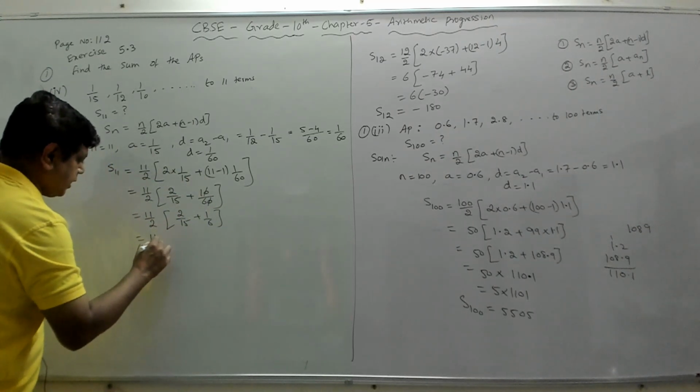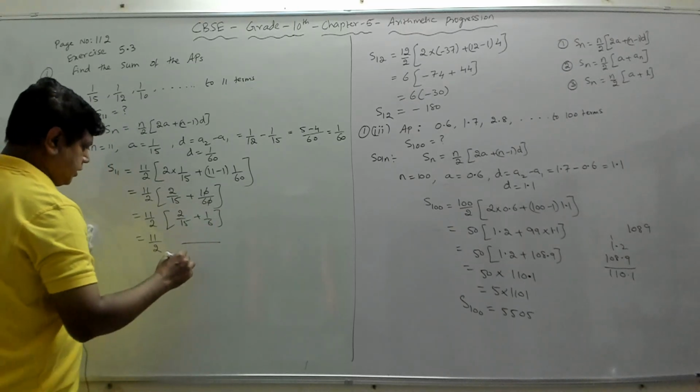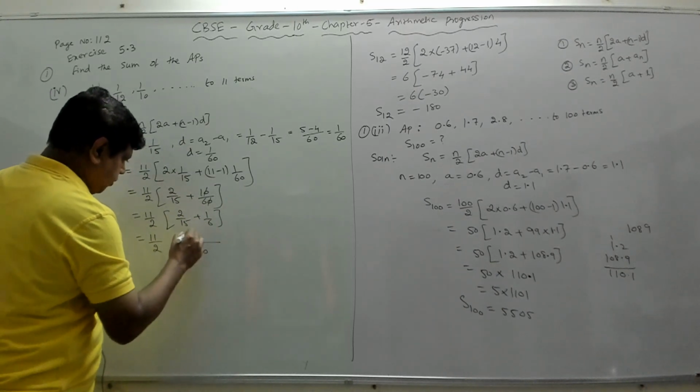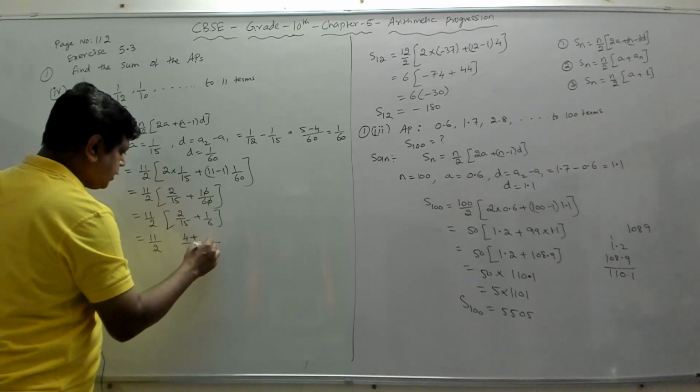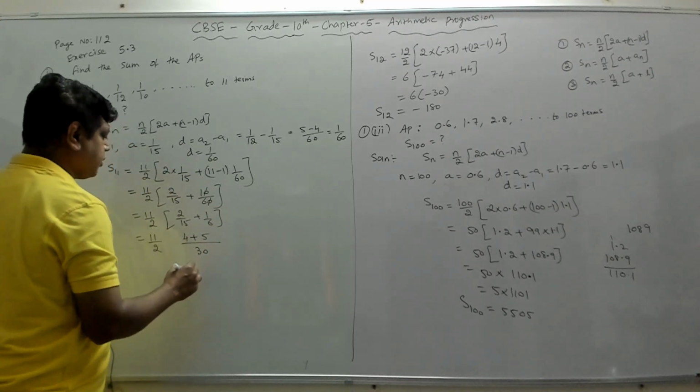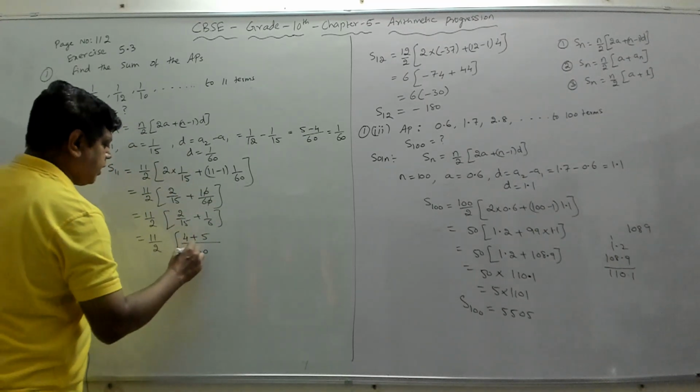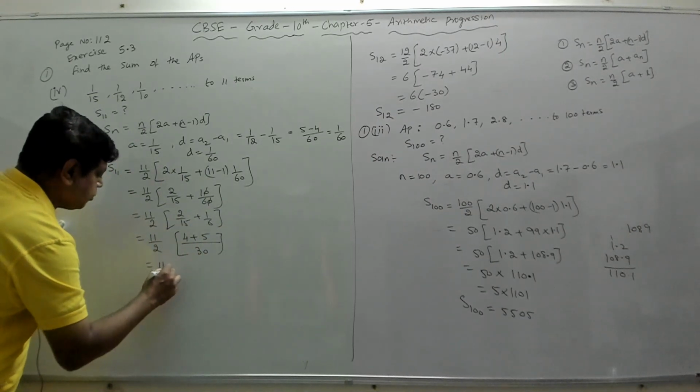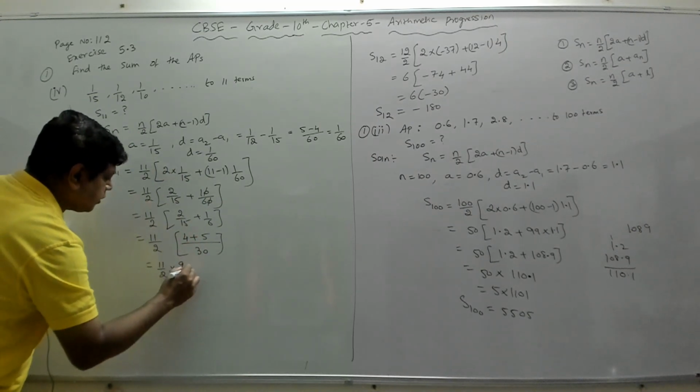So again let's take the LCM. LCM between 15 and 6 is 30. So 15 times 2, so 2 times 2 is 4, plus 6 times 5 is 30. So 1 times 5 is 5. So we get 11 by 2 into, so this gives you 9 by 30.